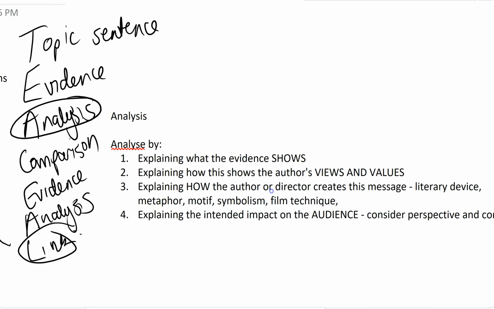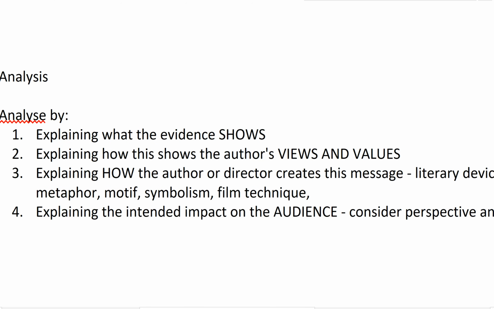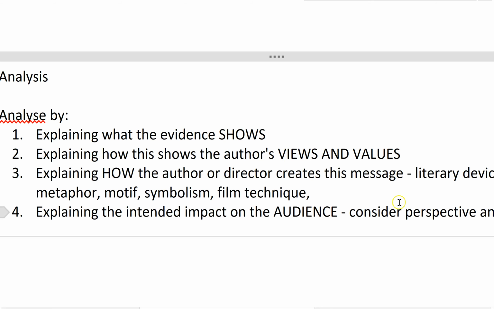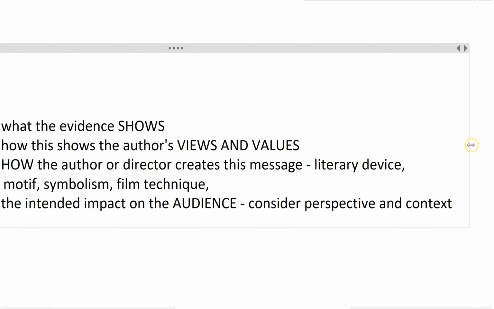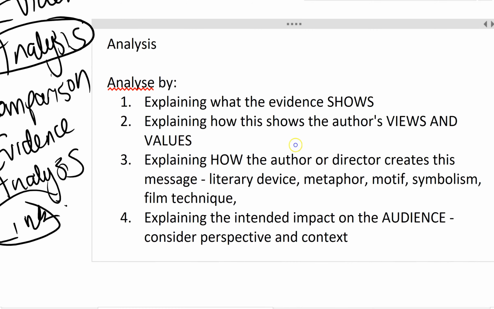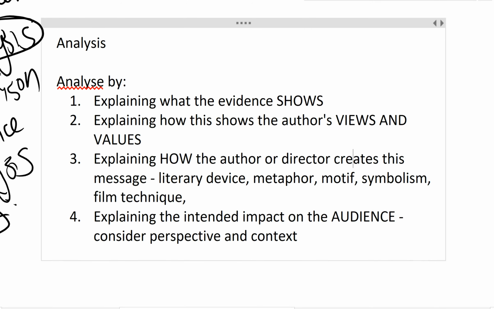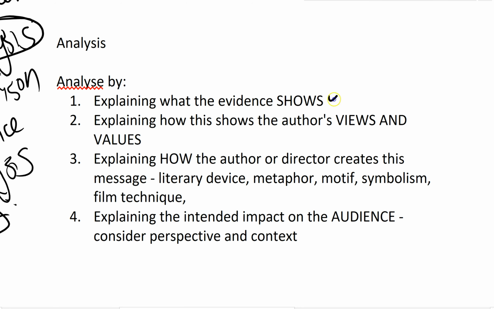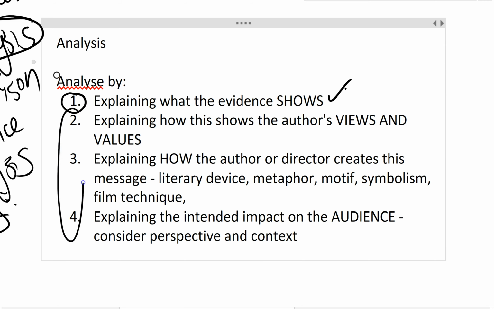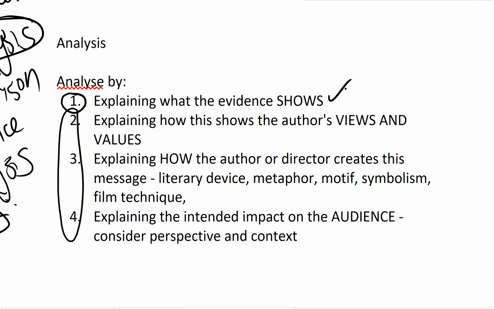But these sections, analysis, for the purpose of this comparative essay, I'm going to give you 4 different ways that you can analyze. So after you've used your evidence, you need to think to yourself, okay, how next? I have to say what this evidence shows, which is number 1. This is the most basic level of analysis. So this example shows what? And then we can also have these other 3 ways of analyzing.